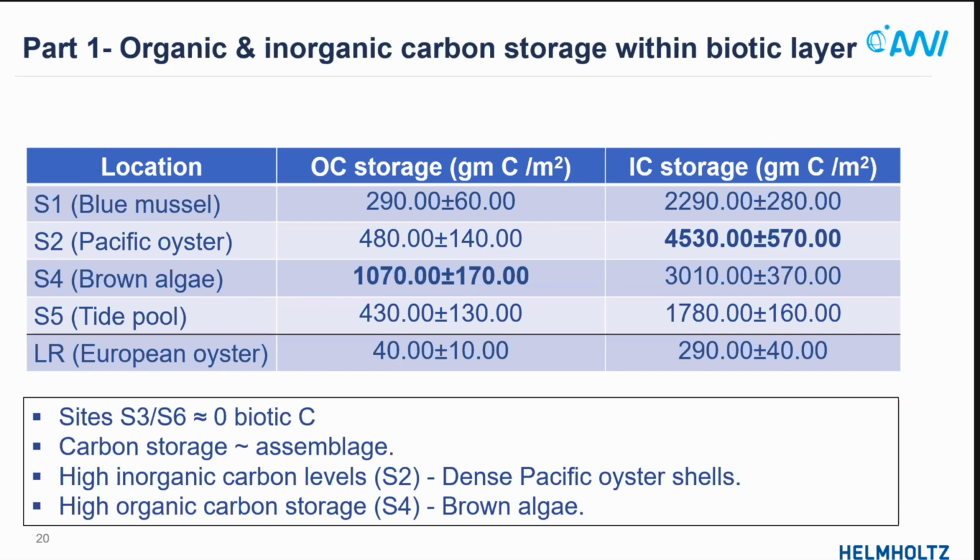So when we consider S2, it had high inorganic carbon levels because the Pacific oyster shells are quite dense, so they store a lot of inorganic carbon. And if we consider organic carbon, we see that S4, the brown algae associated habitat, had a lot of organic carbon because of the presence of brown algae. And we also saw that carbon storage varies with varying assemblages of organisms.